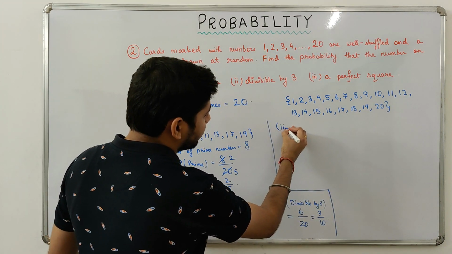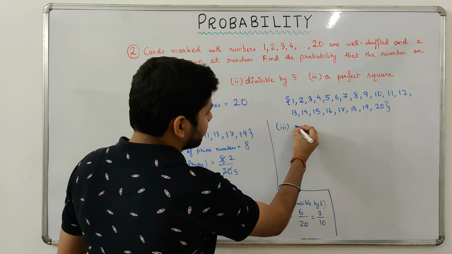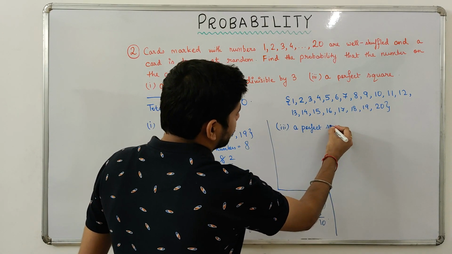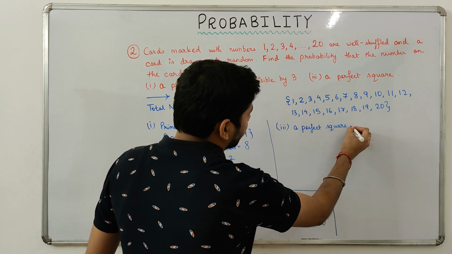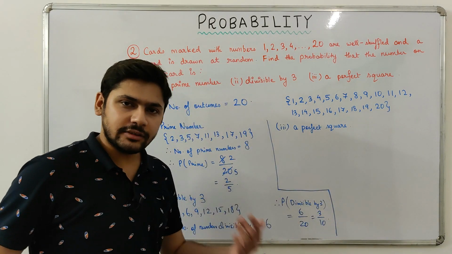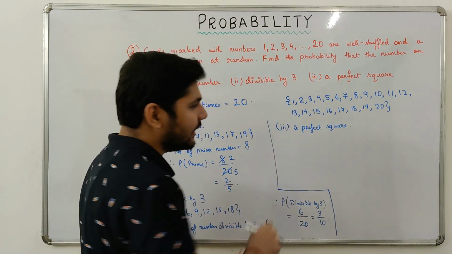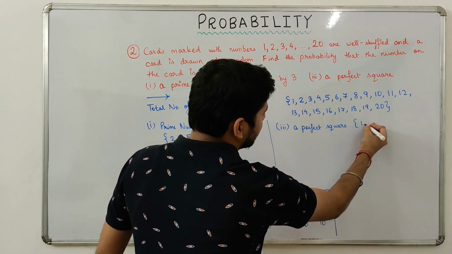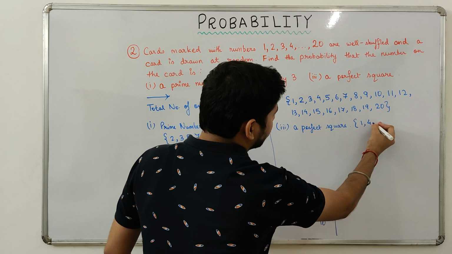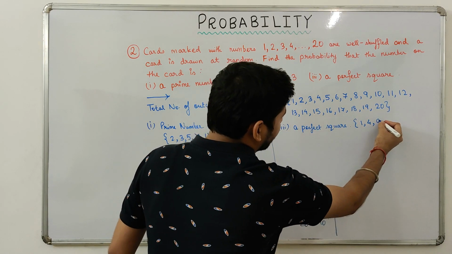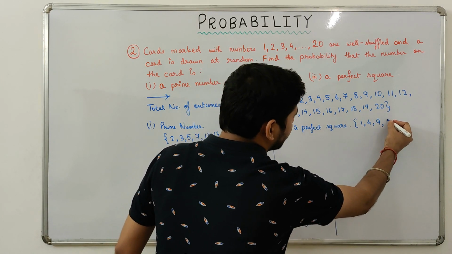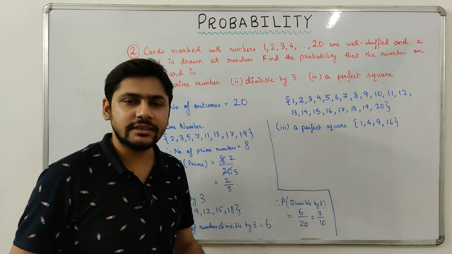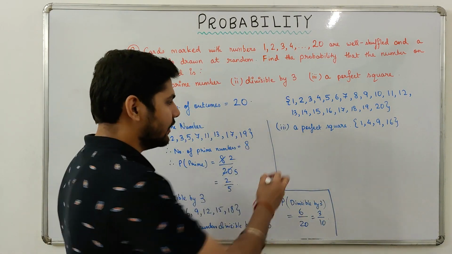Subpart 3, a perfect square. So what are the perfect squares between 1 and 20? Let's find out. We have 1 square is equal to 1, 2 square is equal to 4, 3 square is equal to 9, and 4 square is equal to 16. So we have 4 perfect squares between 1 and 20.